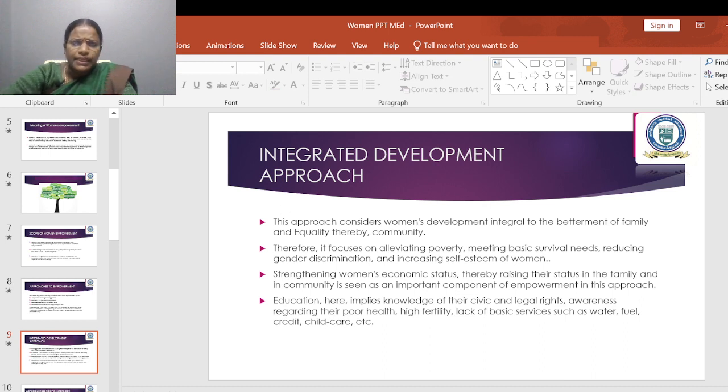Integrated development approach. This approach considers women's development integral to the betterment of family and thereby community. Therefore, it focuses on alleviating poverty, meeting basic survival needs, reducing gender discrimination, and increasing self-esteem of women. Strengthening women's economic status, thereby raising their status in the family and in the community, is seen as an important component of empowerment in this approach. Education here implies knowledge of their civil and legal rights, awareness regarding their poor health, high fertility, and lack of basic services such as water, fuel, credit, childcare, etc.